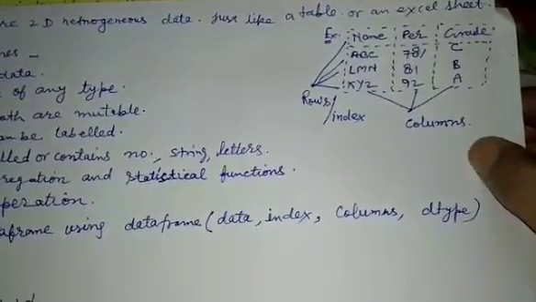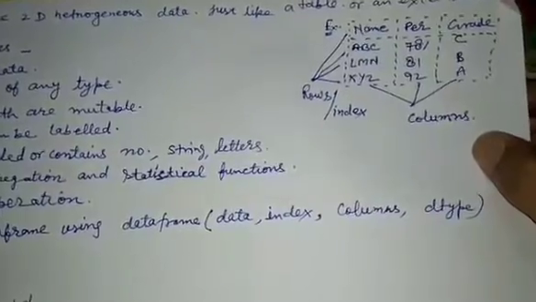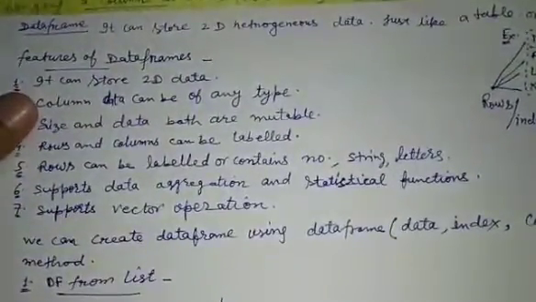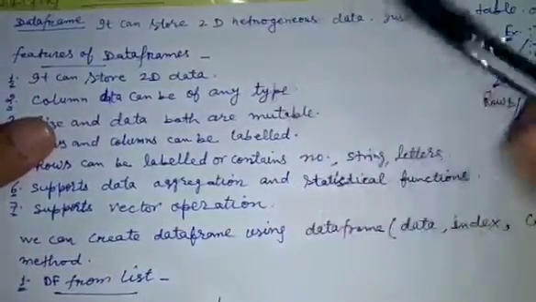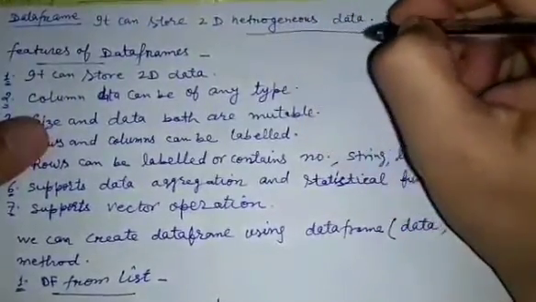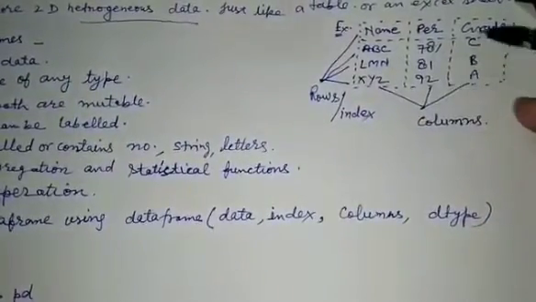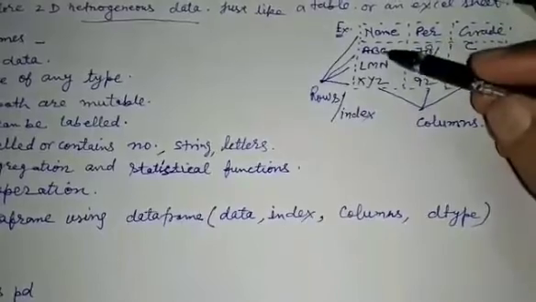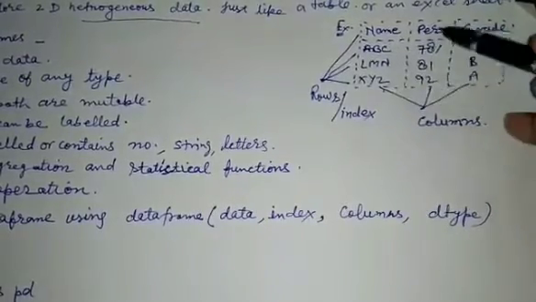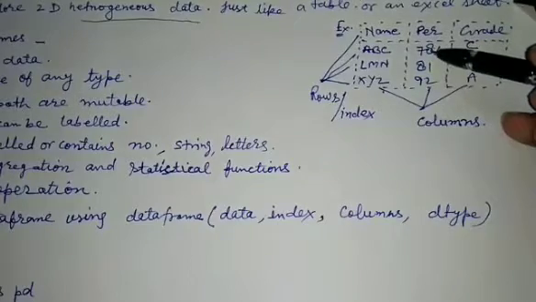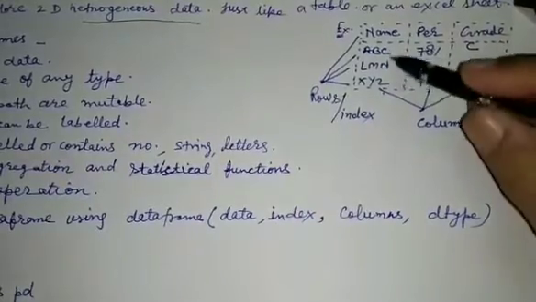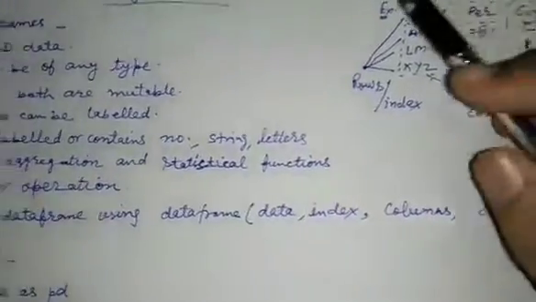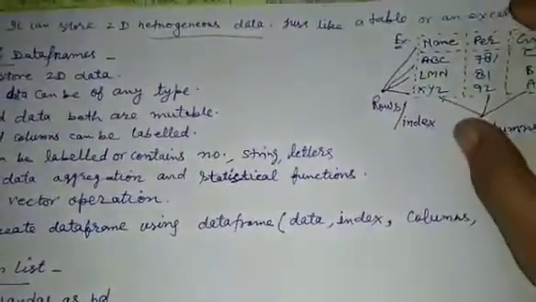Especially called a data frame. We can create the data frame using the pandas library. So first of all, take a look at the definition of data frame. It can store two-dimensional heterogeneous data. Heterogeneous data means each and every column of this data frame can have different kinds of values. For example, name has string values, percent field has integer values, and grade has character values. So this is a heterogeneous set of data, just like a table.